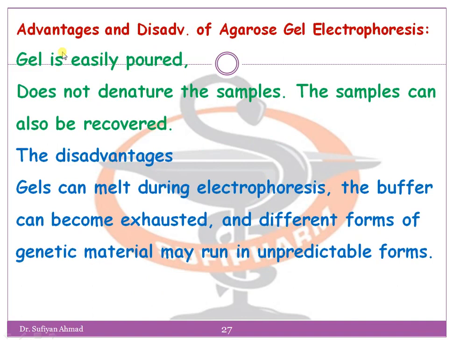So, different advantages and disadvantages of agarose gel electrophoresis. The advantages are that it can be easily poured and does not denature the sample, and the sample can also be recovered. The disadvantages are that the gel can melt during the electrophoresis, the buffer can become exhausted, and different forms of genetic material may run in an unpredictable fashion.